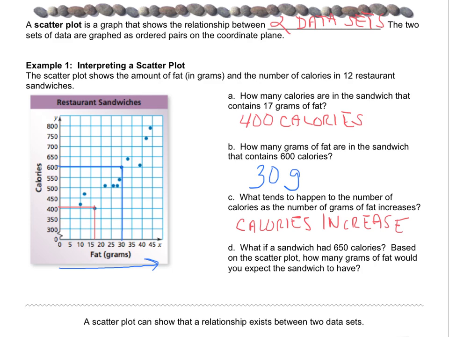Which kind of makes sense. As the fat grams get bigger, calories would also increase. But that's what the graph is showing. It's not a nice, perfect, steady slope, but there tends to be an increase as it goes.